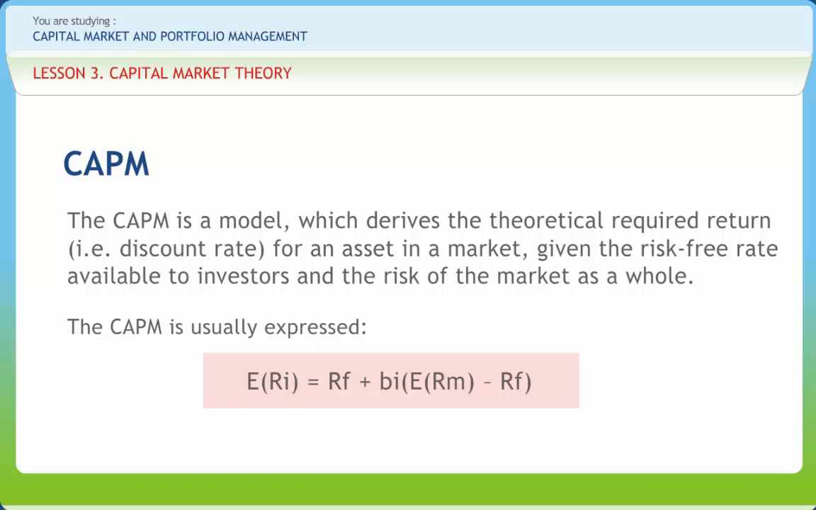Betas below 1 indicate lower than average. ERM minus RF is the market premium, the historically observed excess return of the market over the risk-free rate. Once the expected return, ERI, is calculated using CAPM, the future cash flows of the asset can be discounted to their present value using this rate to establish the correct price of the asset.